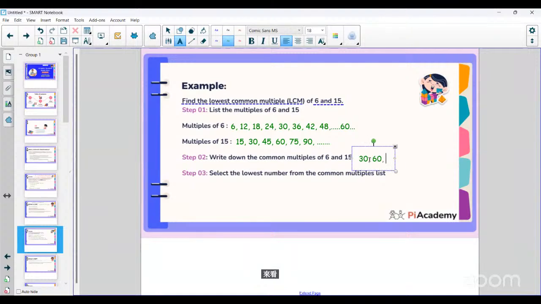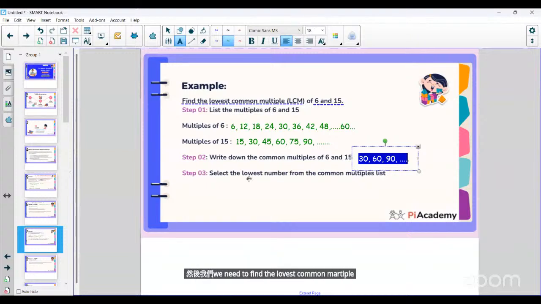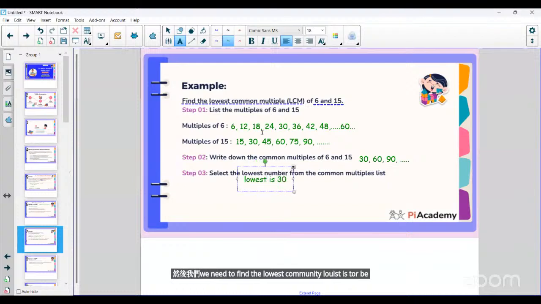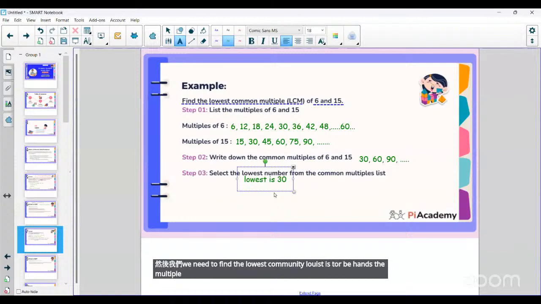Likewise, if you proceed, you would also have 90 and so on. Now, among the common multiples, we need to find the lowest common multiple. That's the first multiple which is appearing common. The lowest is 30. Hence, the multiple is 30.